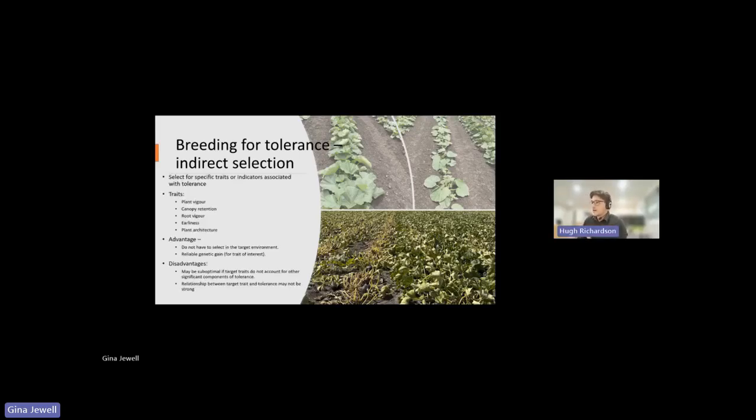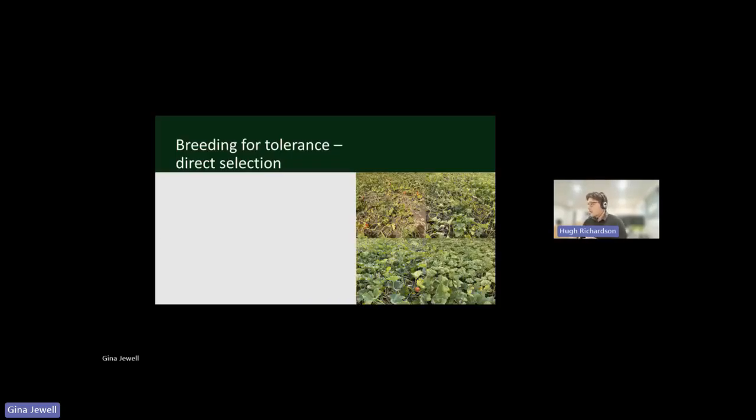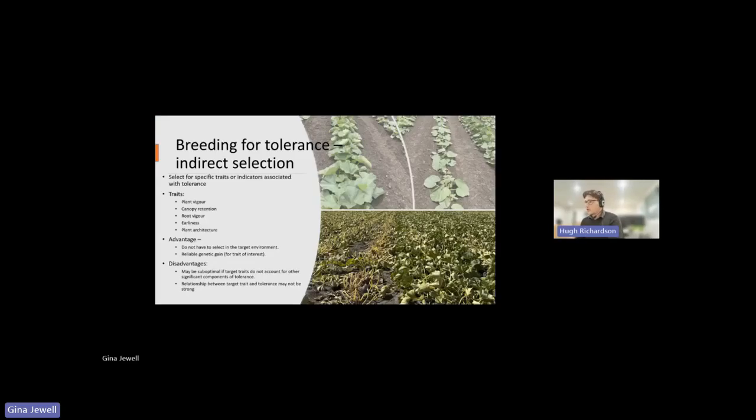Other points too. So your canopy retention, your root vigor, earliness, these are all options you can use for your indirect selection for tolerance. You don't have to do selection in target environments, but the big problem is there may not be a very close relationship between the traits that you're trying to select for and the actual impact that these traits have on tolerance. So you don't always get the best advancement for your traits.